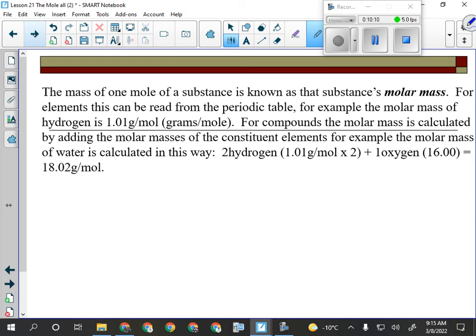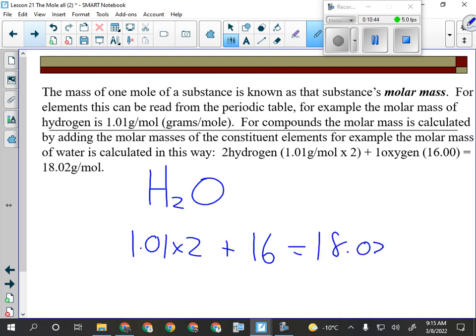Add them up. Exactly. So if I'm looking at something simple like water, I have to add up the molar masses of the materials that are in there, and I have to reflect how many of each one there are. There's 2 hydrogens here. The molar mass of hydrogen is 1.01 grams per mole. But there's 2 of them, so I would multiply that by 2. And then I would add that to the molar mass of oxygen, which is 16 grams per mole. So that'll be 18.02, and that'll be grams per mole.